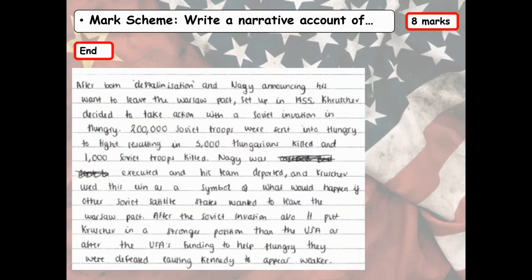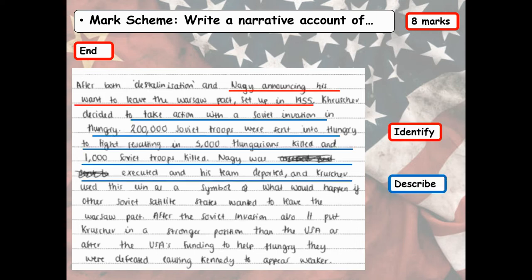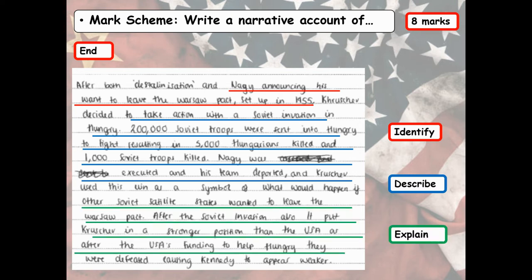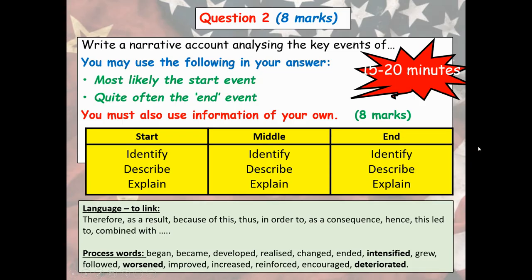There are connections here. So the end would be identifying that he's leaving the Warsaw Pact. Khrushchev rolls in the tanks, and the explain would be that the other Soviet satellite states want to leave. They can't. Khrushchev is in a stronger position. That's all connected to this idea of an analysis. Just a very quick summary then. This is how we are structuring it.